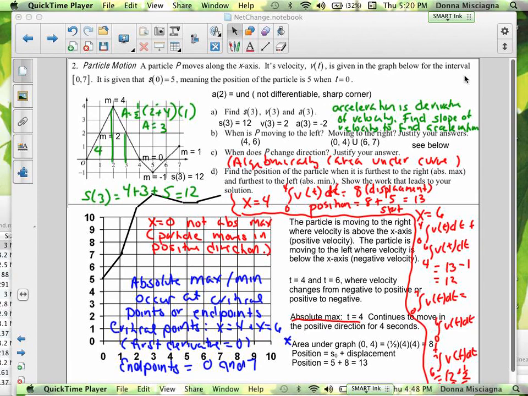Another particle motion. This time all my answers are written up here, so I have to squeeze them in. Well, I squeezed them in previously. All right, so particle motion, and I typed some of them.